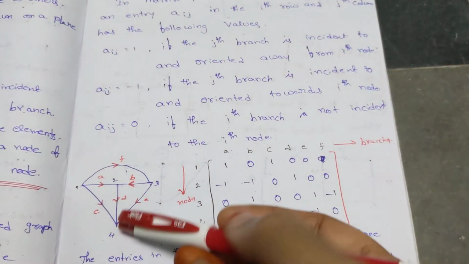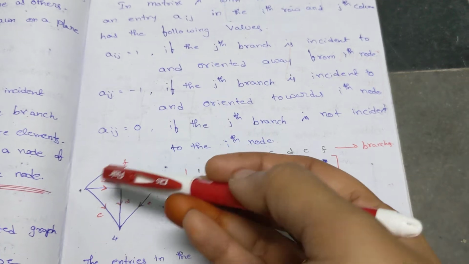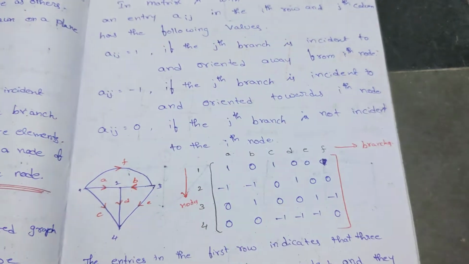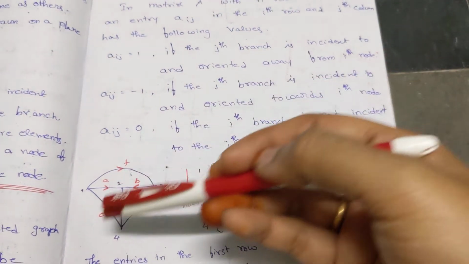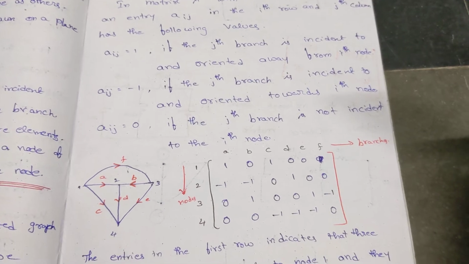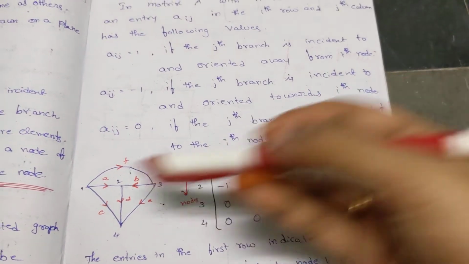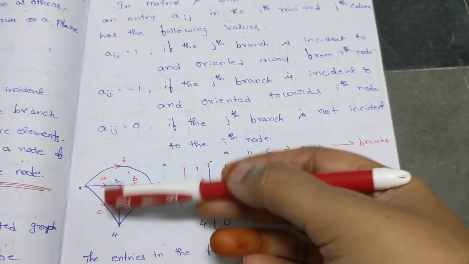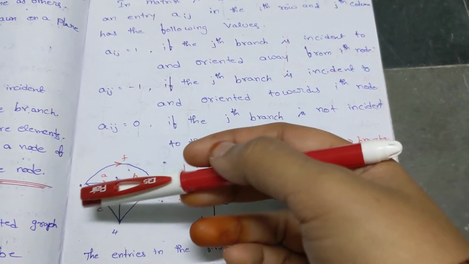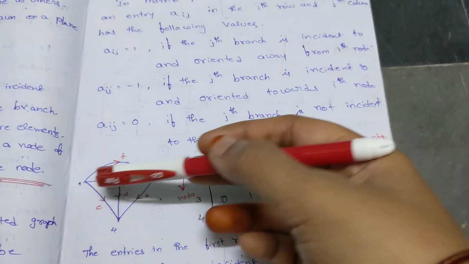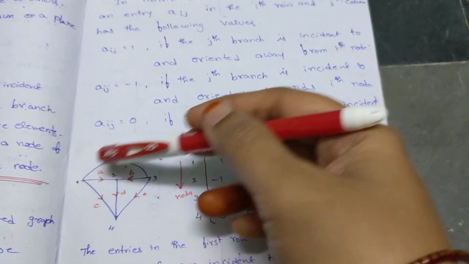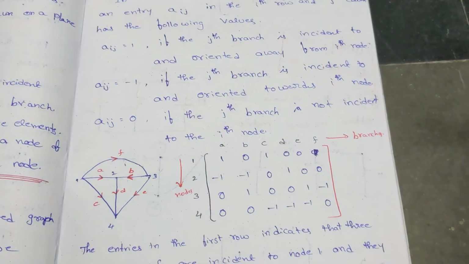Now based upon your element direction, whether it is towards the node or away from the node, we give the magnitude for the element. Now here I am considering A, C, F for node 1. All are oriented away from the node. So from node 1, these branch currents are away, that is, leaving.